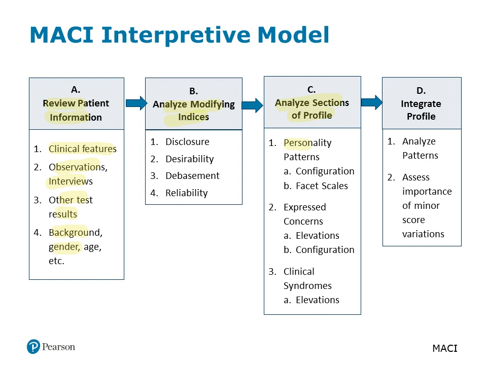So when we look at personality pattern scales, think about the configuration of the scales. In terms of the elevations, do you see a certain pattern? And then what about the Facet scales? If there are elevations on the personality pattern scales, which of the clinical features would actually explain the elevations on the scale? And then what about expressed concerns? Again, looking at the elevations, looking at any patterns, and then the clinical syndromes.